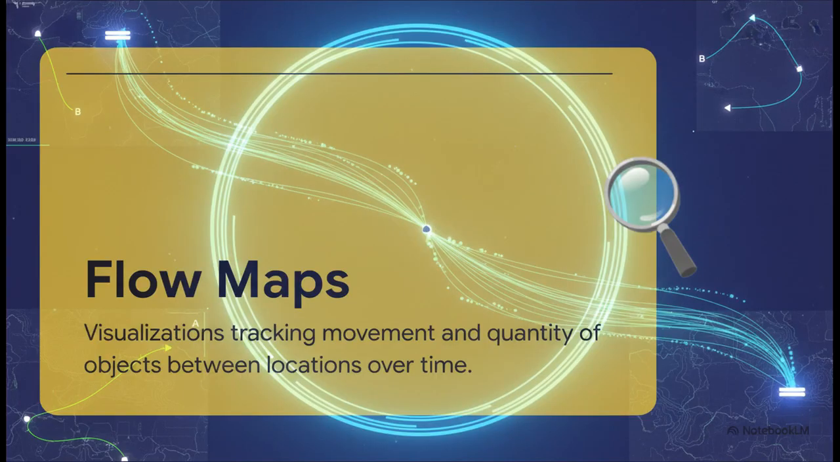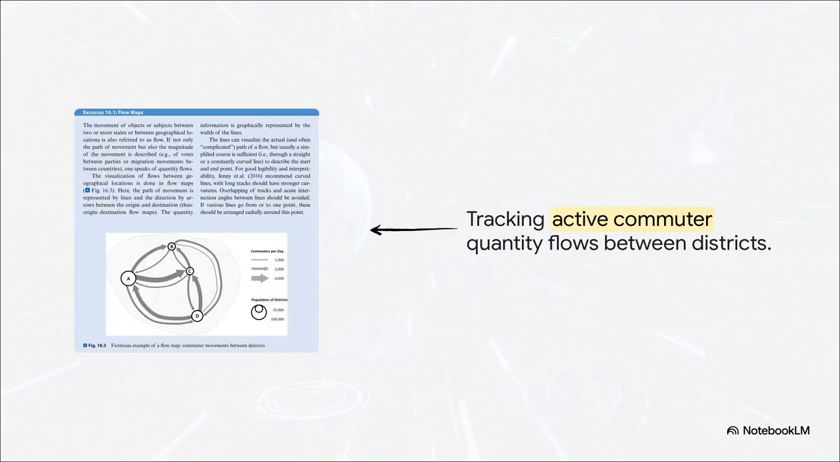But here's the catch. When the location itself is actually changing between point A and point B, standard static maps just completely fail us. So we initialize what we call flow maps. These are specialized visualizations specifically designed to track both the physical movement and the quantity of objects going between geographical locations over time. Now, what's really interesting about this is how it functions almost like a live tracking system.